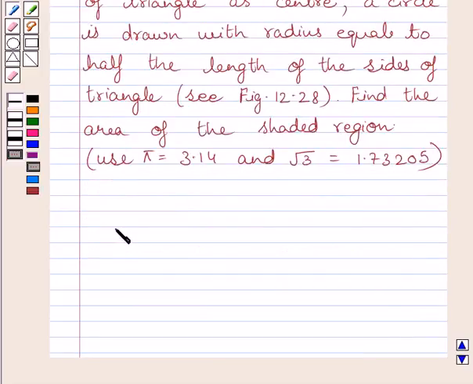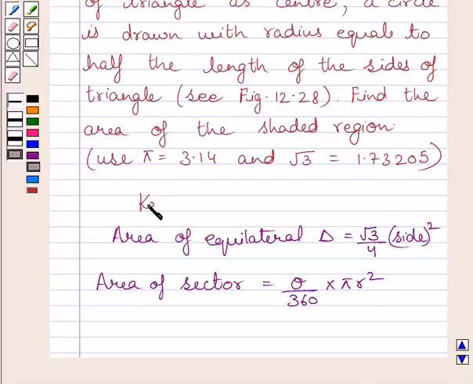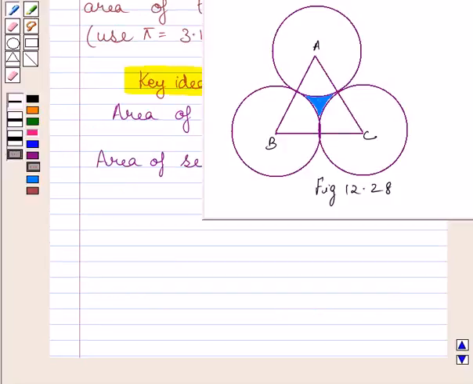First of all, let us understand that area of equilateral triangle is equal to root 3 upon 4 multiplied by side square, and area of sector is equal to theta upon 360 multiplied by pi r square, where theta is the angle of sector in degrees and r is the radius of the circle. Now we will use these formulas as our key idea to solve the given question. Let us now start with the solution.